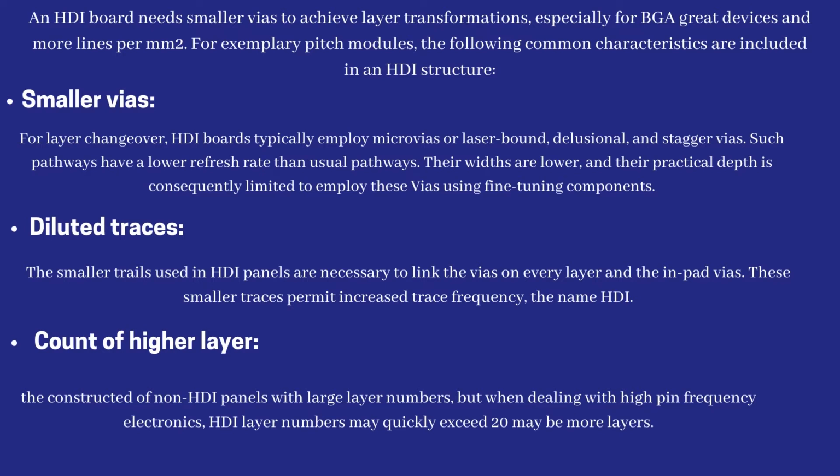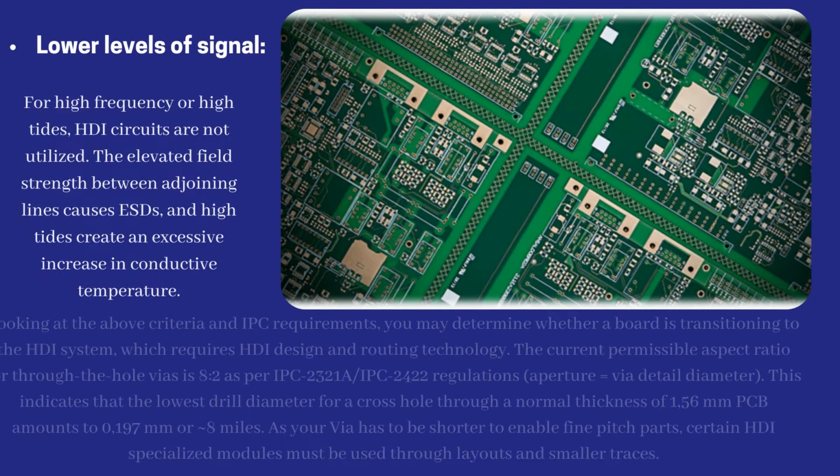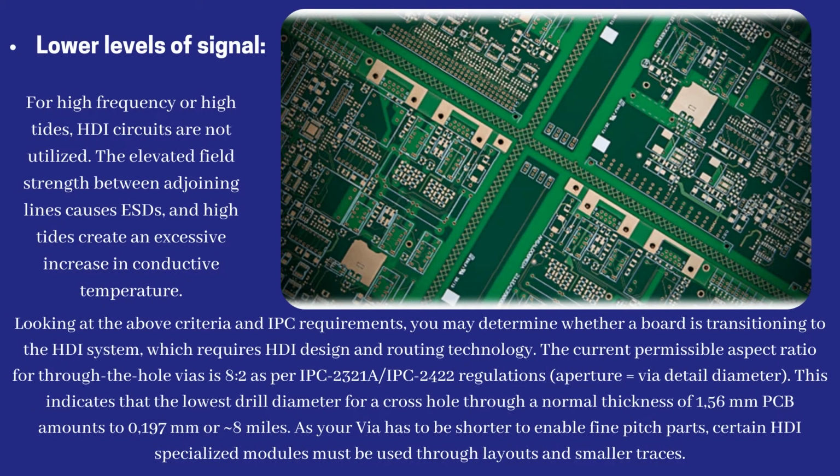Higher layer count: the construction of non-HDI panels has large layer numbers, but when dealing with high pin density electronics, HDI layer numbers may quickly exceed 20 or more layers. Lower levels of signal: for high frequency or high power, HDI circuits are not utilized. The elevated field strength between adjoining lines causes ESDs, and high power creates an excessive increase in conductive temperature. Looking at the above criteria and IPC requirements, you may determine whether a board is transitioning to the HDI system, which requires HDI design and routing technology.